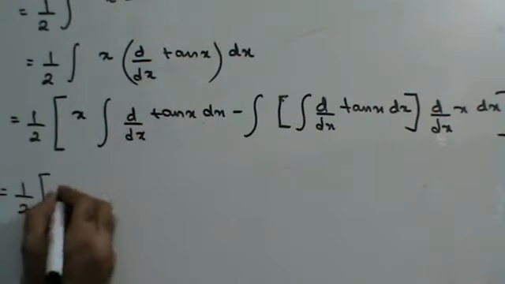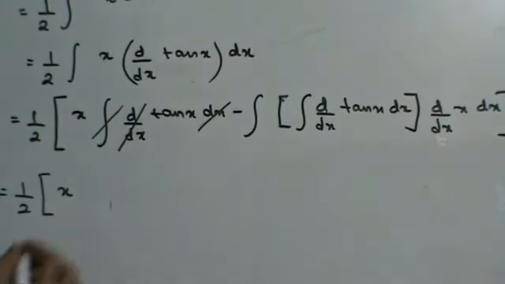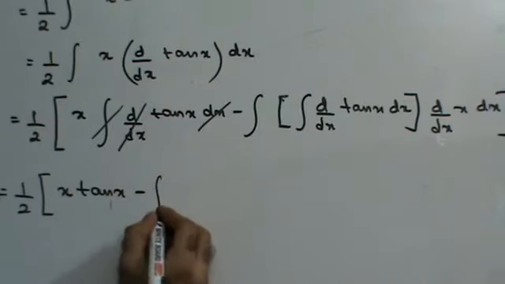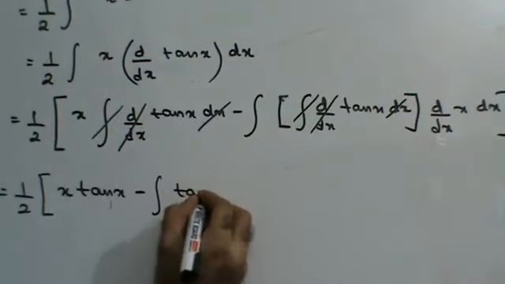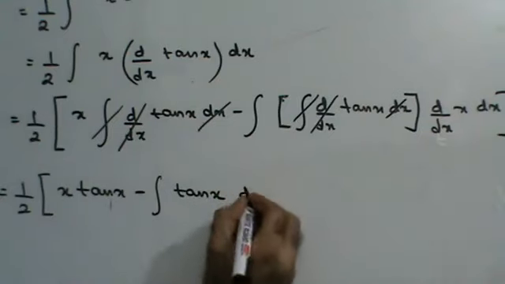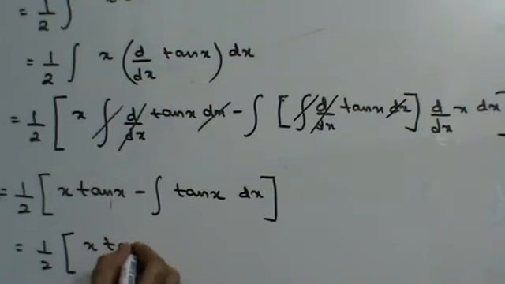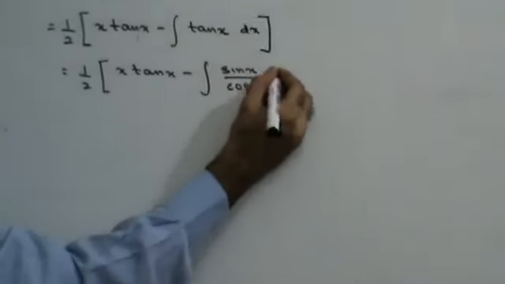1 upon 2 x. Integration and derivative cancel each other, so this is tan x minus integral. Integration and derivative cancel each other, so this is tan x. d by dx of x is 1 dx. This can be written as 1 by 2 x tan x minus integral of tan x, which can be written as sin x upon cos x dx.